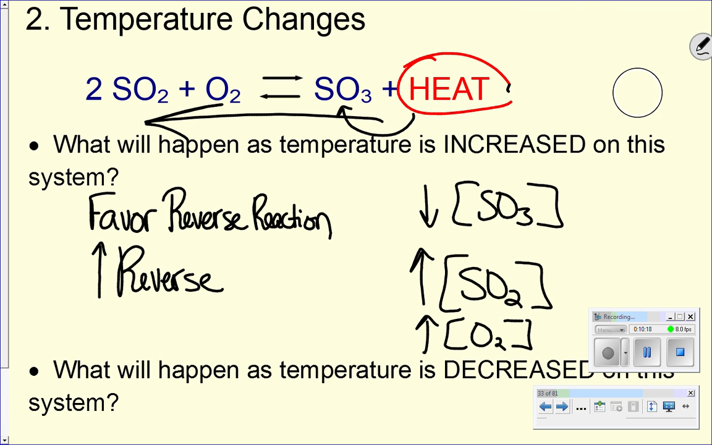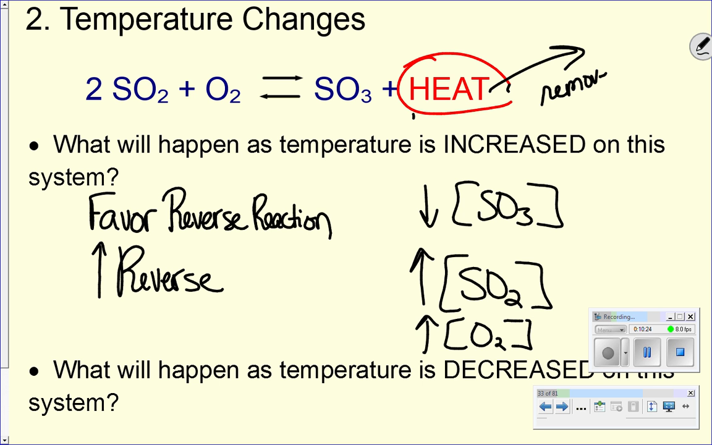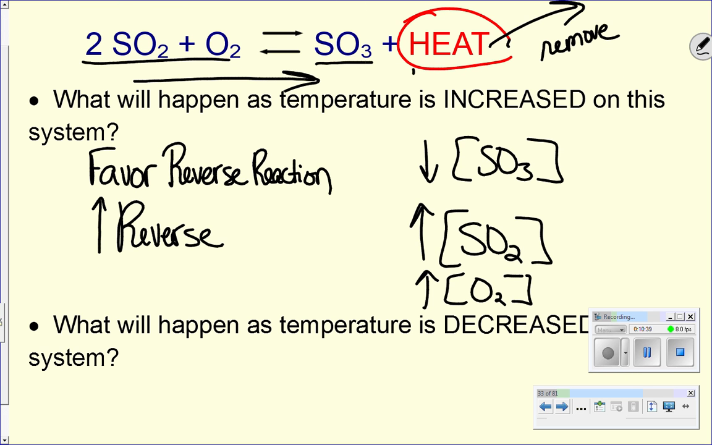Now, imagine on the other hand, we remove heat. If we were to remove heat, we would be decreasing the temperature. If we remove heat, it's going to really reduce the rate at which the SO3 gets broken down. By removing heat, what we're actually doing is favoring the reaction of SO2 and O2 to turn into SO3. It's almost like we're favoring them making more heat to kind of keep us warmer or something like that.